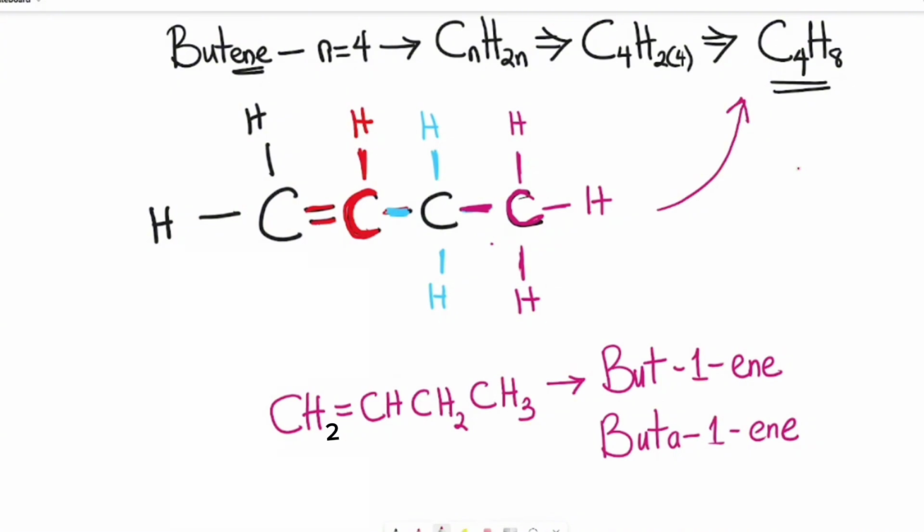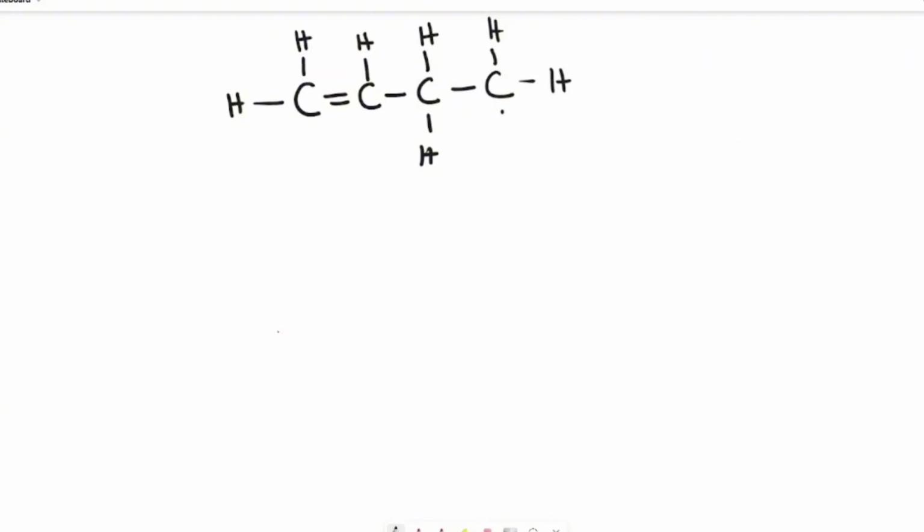See how we can draw the butene. We can also draw the butene by putting the double bond on another carbon. Let's look at another way of drawing it. The first butene we did was C double bond C, single bond C, single bond C, and then we put our hydrogens here, and we call this what? But-1-ene. For the other one, we can choose to put the double bond elsewhere.